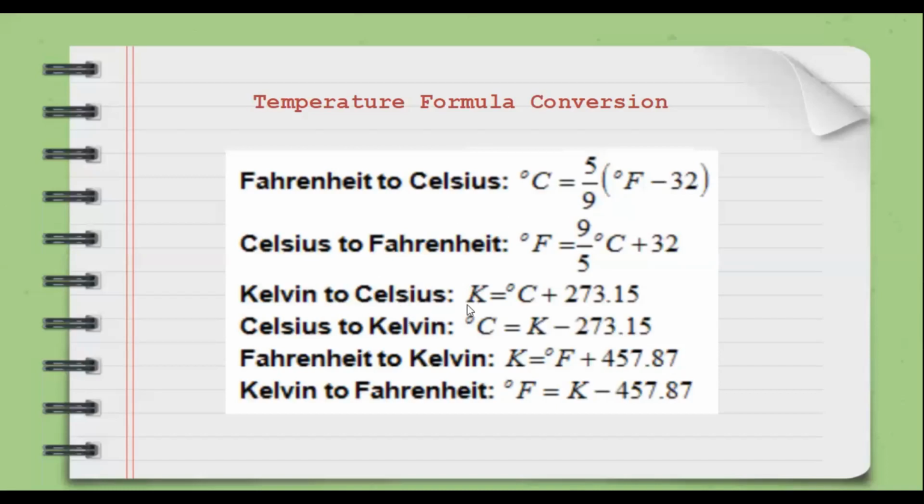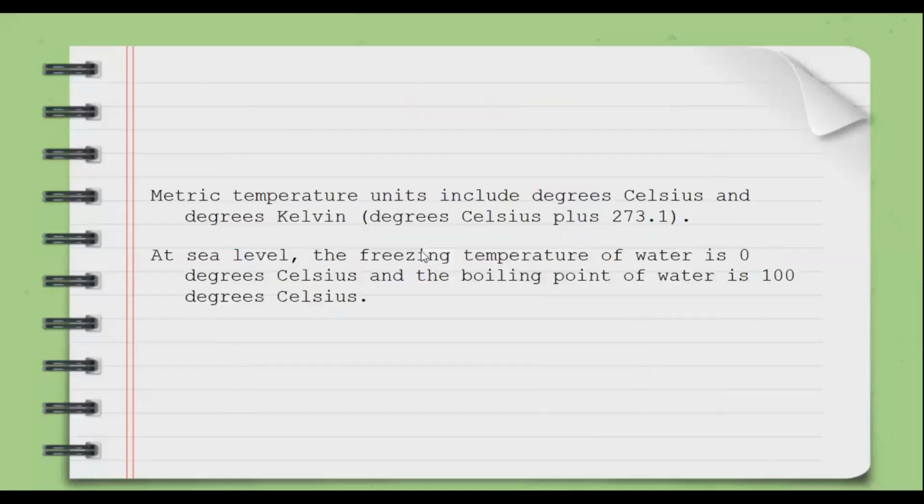So Kelvin from Celsius, we have K is equal to degrees C plus 273.15. Celsius from Kelvin, we have degrees C is K minus 273.15. And Fahrenheit to Kelvin, K is degrees F plus 457.87. And Kelvin to Fahrenheit, degrees F is equal to K minus 457.87.